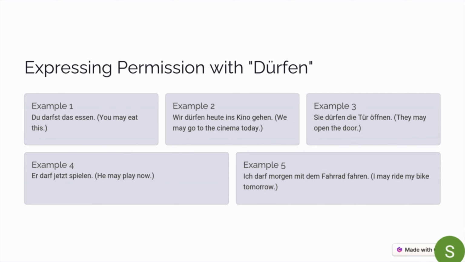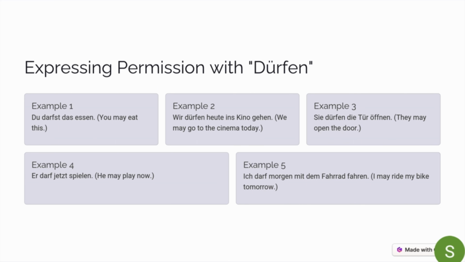Going forward, we come to the next modal verb, which is dürfen. Also, it has an umlaut, so it's not durfen but dürfen. Dürfen is used to express permission. In English, it translates to may or allowed to. Example 1. Du darfst das essen. You may eat this. You see, it's a permission. That's a permission granted.